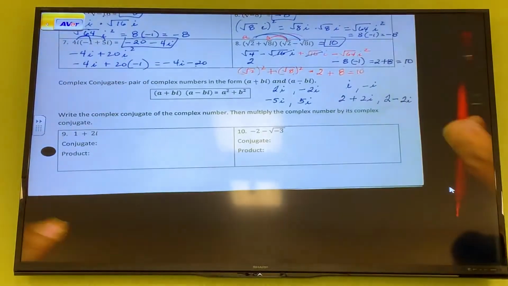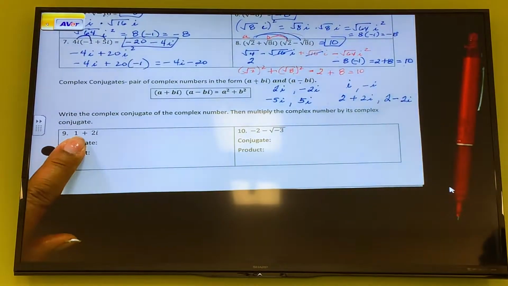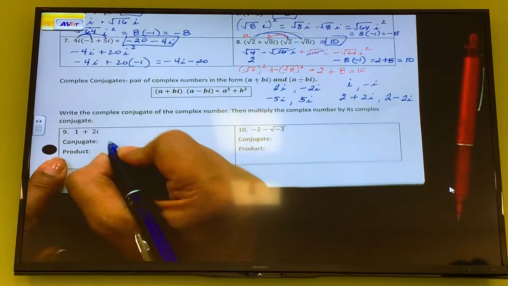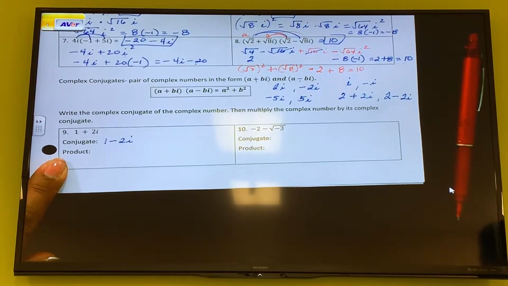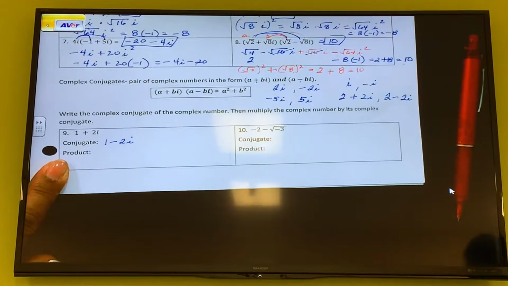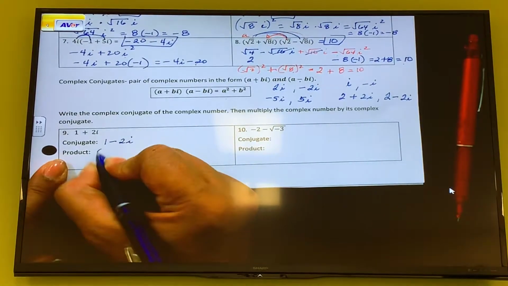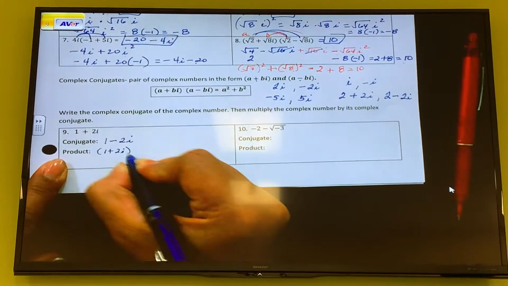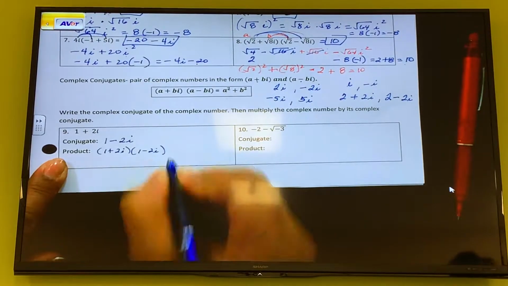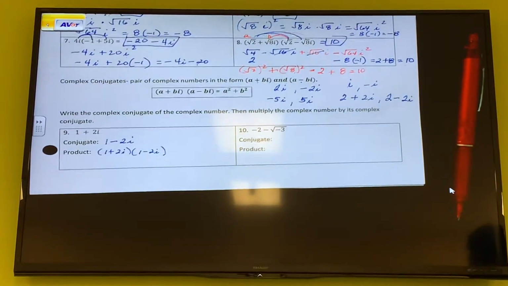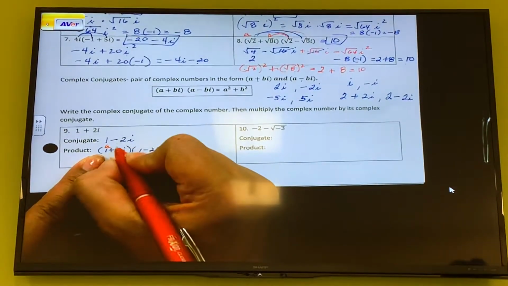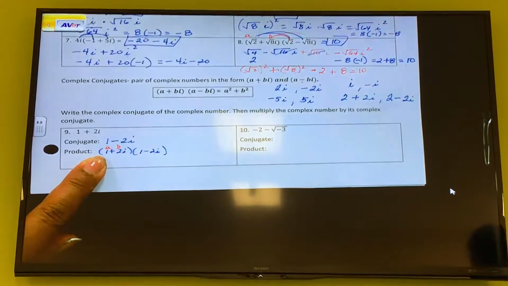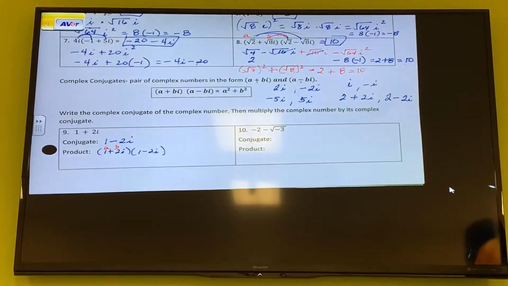Okay, so what is the complex conjugate of 1 plus 2i? 1 minus 2i. And then multiply. What is the product if we multiply the two complex conjugates? In other words, what is 1 plus 2i times 1 minus 2i without doing FOIL? All we do is just a squared plus b squared. The a is the real number, and the b is the numerical coefficient of the one with the i. No i's, in other words, just the a and the b.